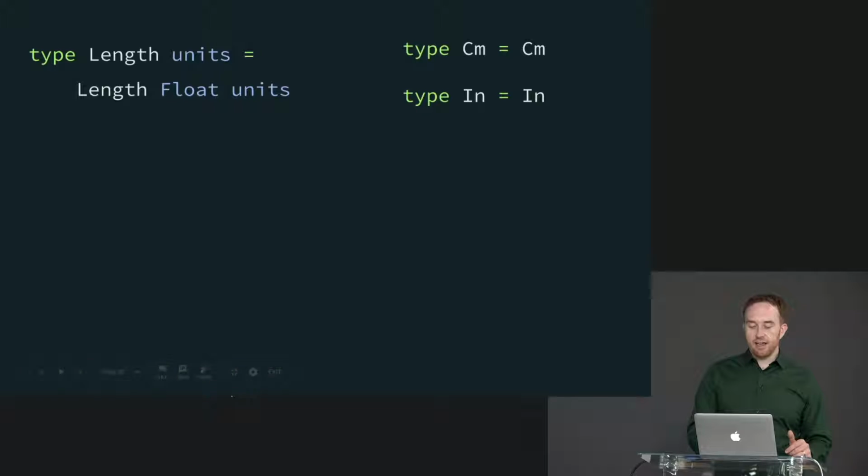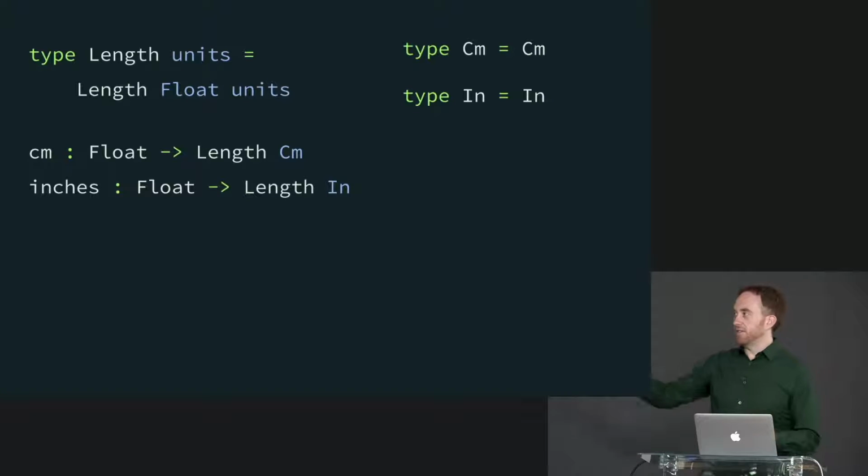Now let's separately define a type for centimeters and a type for inches. And just like we had in the previous example with preview, we're going to have these defined with a single variant that doesn't hold on to anything. So these are essentially just placeholders. They're just there to describe the units themselves. They don't actually hold any information themselves.